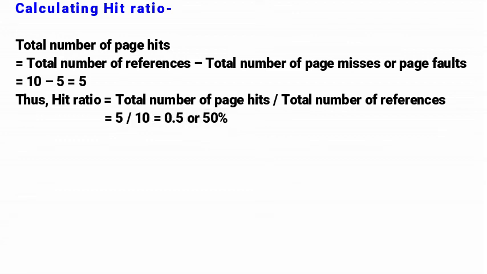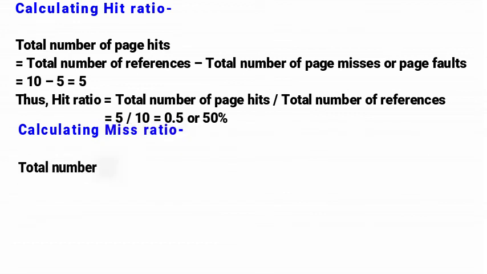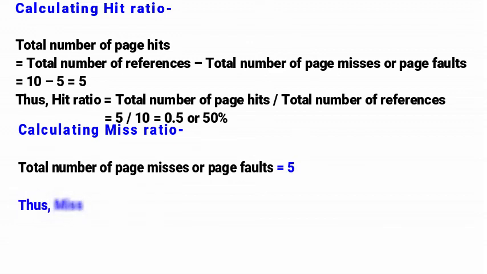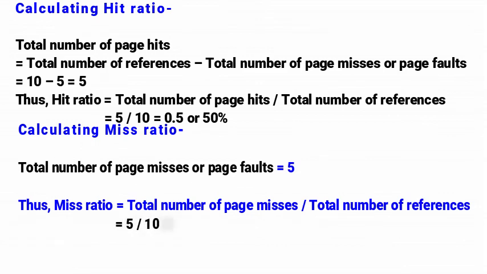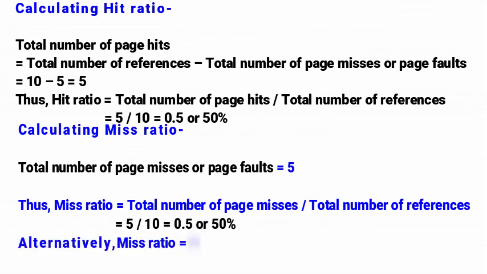Calculating the miss ratio: total number of page misses or page faults equals 5. Thus miss ratio equals total number of page misses divided by total number of references. It means 5 by 10 equals 0.5, equal to 50%. In another way, we know that we can directly find the miss ratio using the formula: miss ratio equals 1 minus hit ratio. It means 1 minus 0.5 equals 0.5 or 50%. That is the answer.